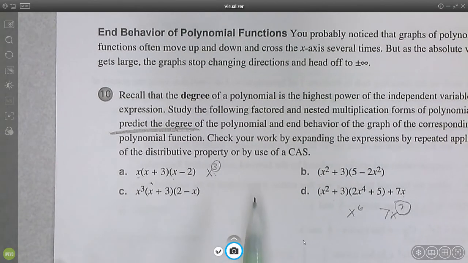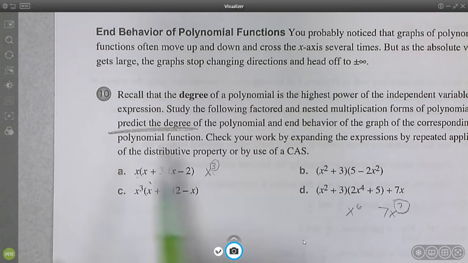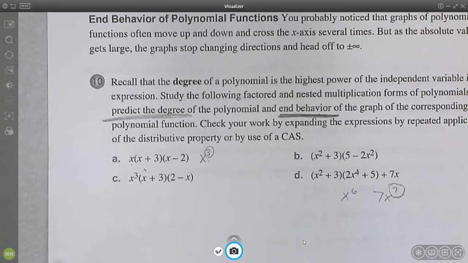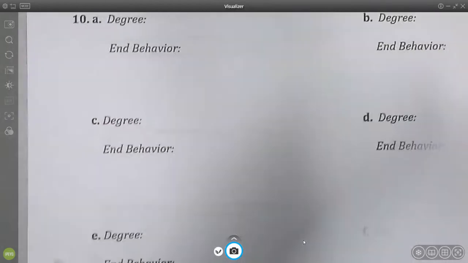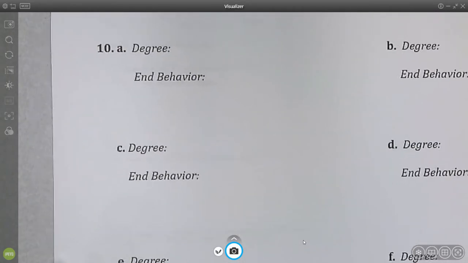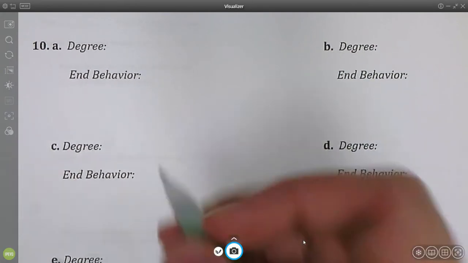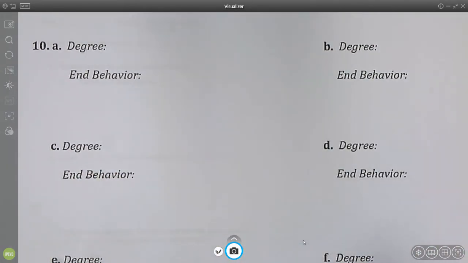And then you're predicting the degree and the end behavior. So before you do 10, we're going to do notes on number 10 about the degree and what end behavior looks like. So make sure you take these notes.